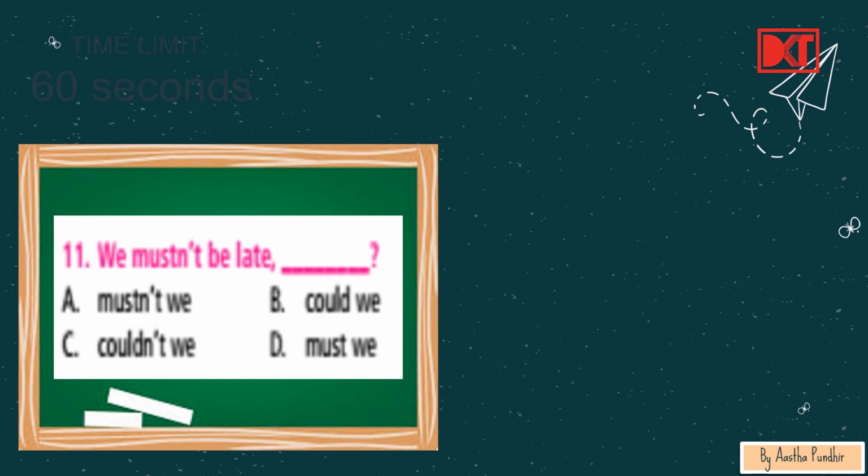Okay, here we have "We mustn't be late, dash." Here the statement is what? The statement is negative, so the question tag has to be positive. We mustn't, must not be late. So here this is the subject and verb; just reverse it. "We must not be late, must we?" The correct answer is D. The others, you see, "mustn't we" just repeats the statement's form. "Could we," "couldn't we": the verb is incorrect.